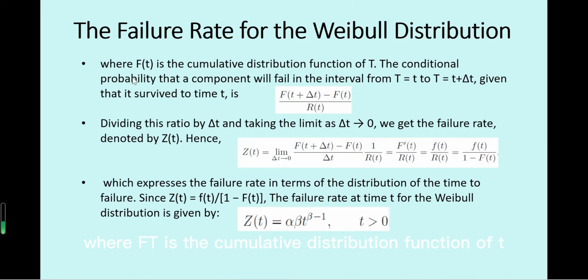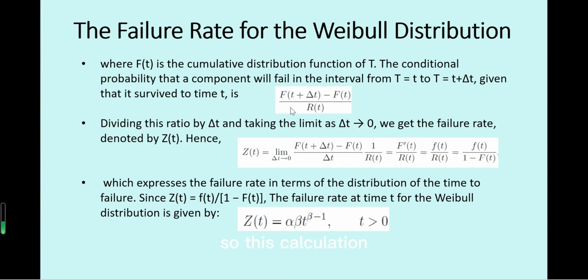So where F(t) is the cumulative distribution function of t. And then next we will show the conditional probability that a component will fail in the interval from t to t plus delta t, given that it survived to time t. So next we will calculate one item. After this element has survived to time t, it will fail in the next delta t.